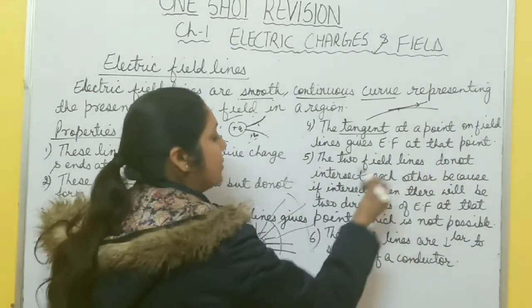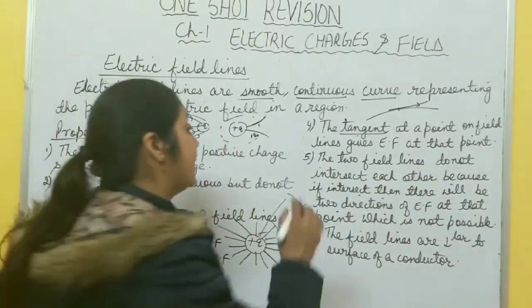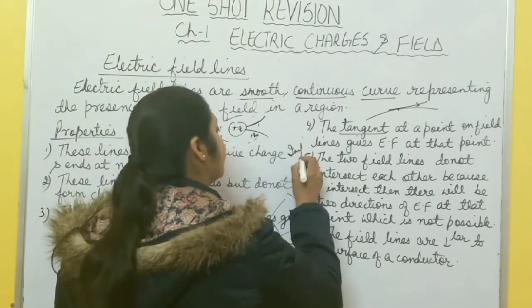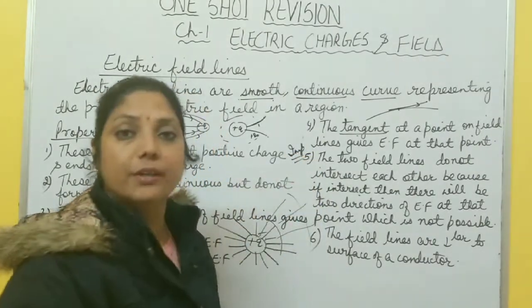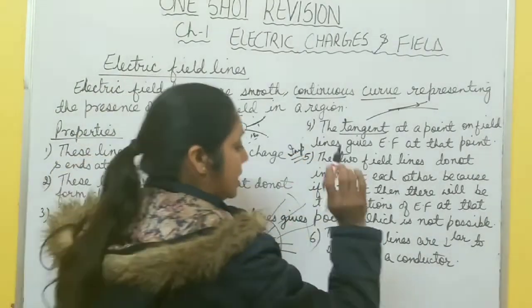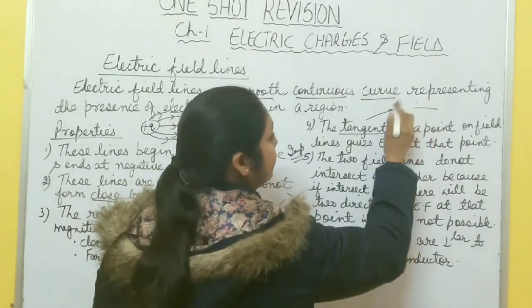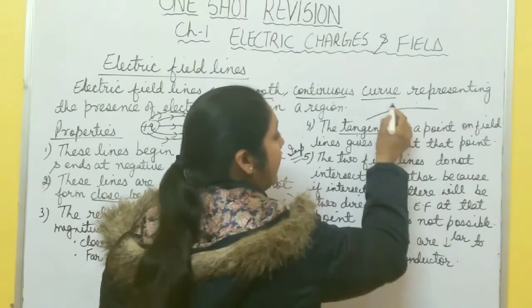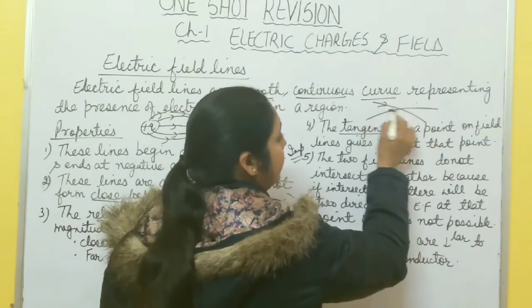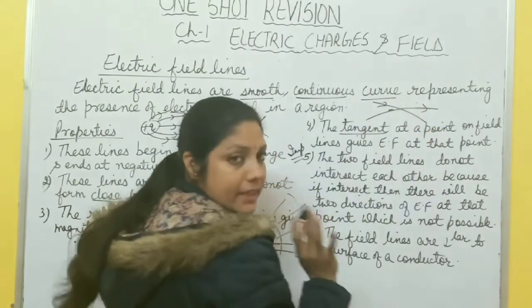The two field lines do not intersect each other. It's very, very important in 1 mark questions. Why do two field lines not intersect each other? Suppose there are two field lines. One is this one, right? One field line is this one and another field line, suppose this one. And these two field lines intersect each other.